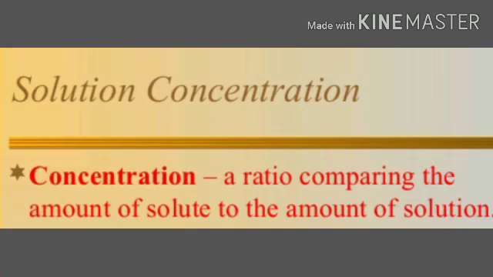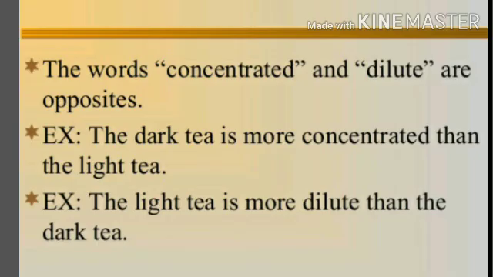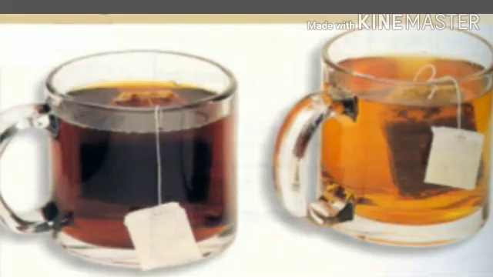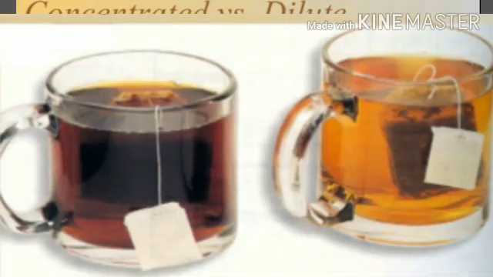What is concentration? It is a ratio comparing the amount of solute to the amount of solution. There are two words related to the concentration of a solution: concentrated and dilute. Concentrated solution and dilute solution. These two are opposite words. From the example of two tea glasses, we can say that the dark tea is more concentrated than the light tea, while the light tea is more dilute than the dark one.